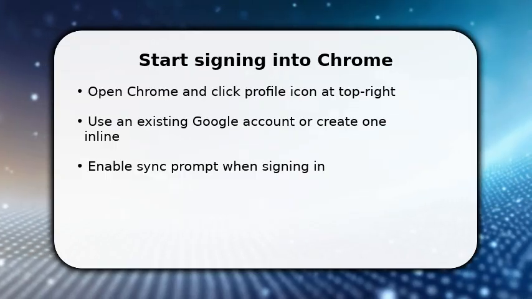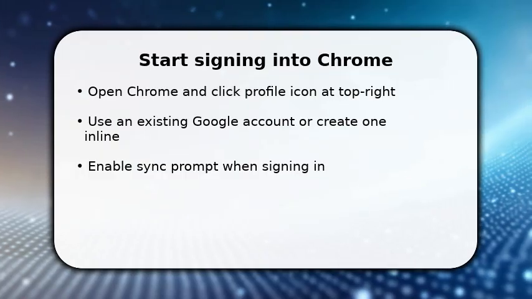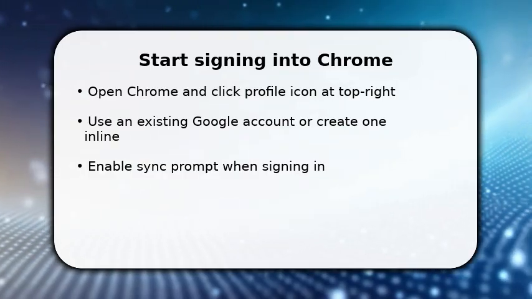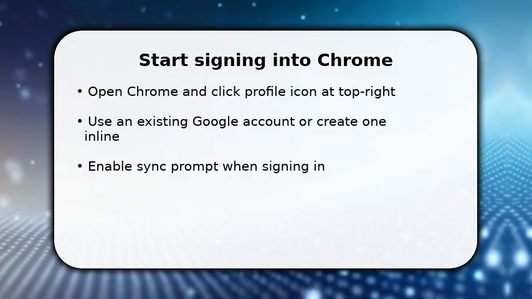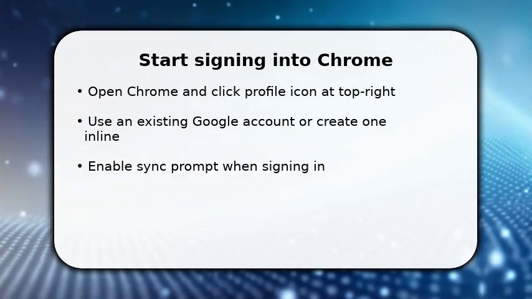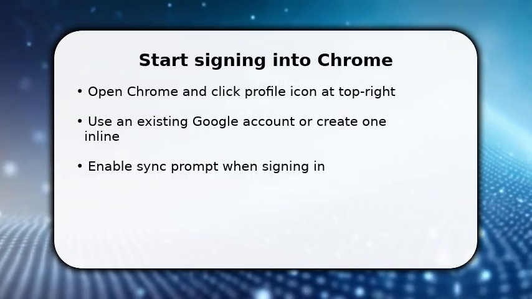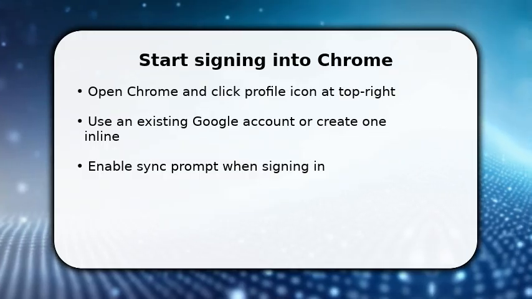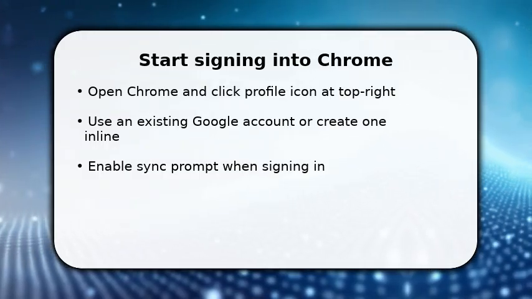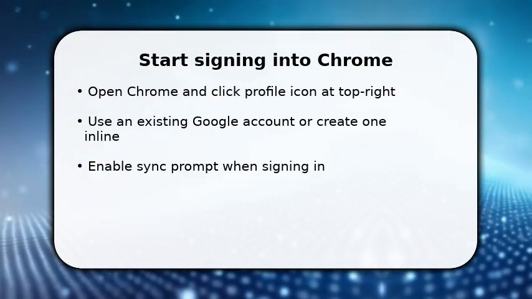You begin by opening Chrome and clicking the profile icon at the top right. Choose Sign in to Chrome. Enter your Google email and password so Chrome can link your profile. Once done, make sure to accept the sync prompt. This stores bookmarks, passwords, and extensions. You should choose the correct account if you have multiples.